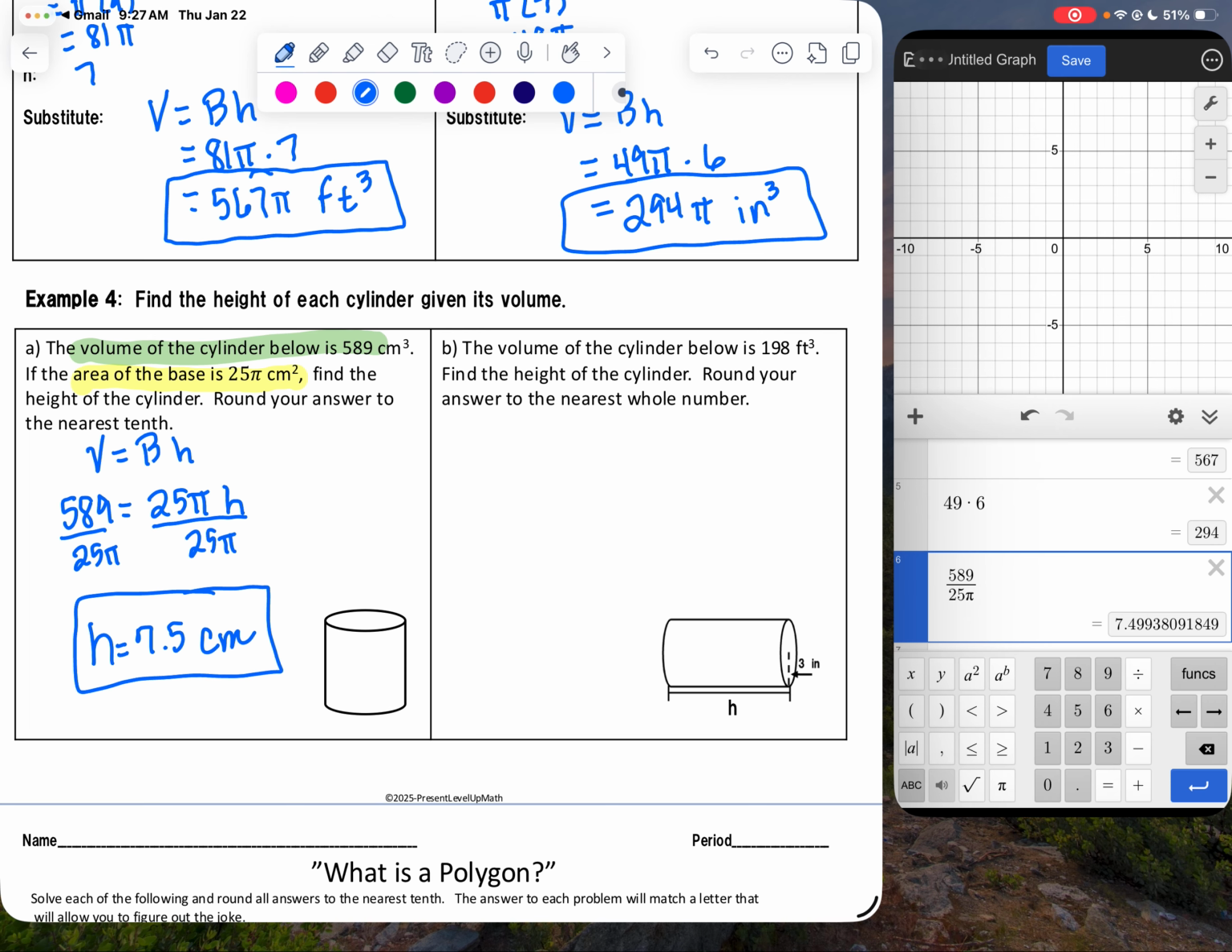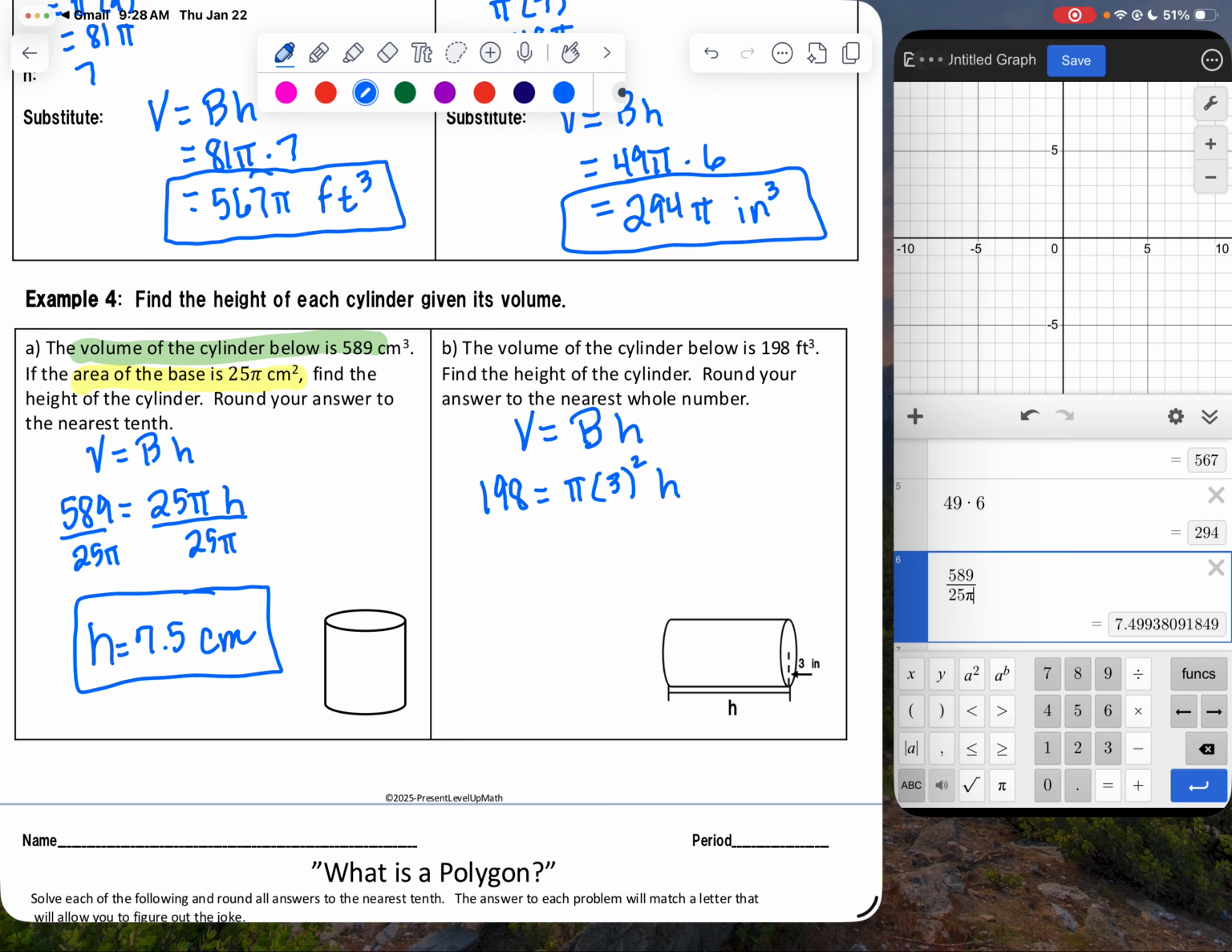All right, problem B. The volume of the cylinder below is 198 cubic feet. Find the height of the cylinder. Round your answer to the nearest whole number. So the volume equals area of the base times the height. So for volume, I will plug in 198. For area of the base, the area of the base is pi r squared. So in this case, our r is 3 units. And then we have the height, which we don't know. So 198 equals pi times 3 squared times h.